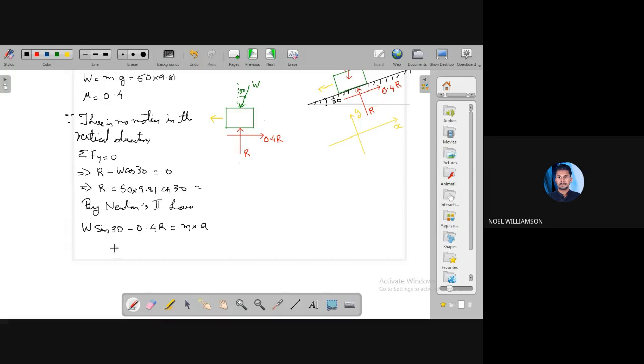Now we can substitute the values. W equals 50 into 9.81, so 50 into 9.81 sine 30 minus 0.4 into R. R is this value, 50 into 9.81 cos 30, which is equal to M into A. M is 50 into A. So from here you will get the value of A, that much meter per second square. Just try to do that.